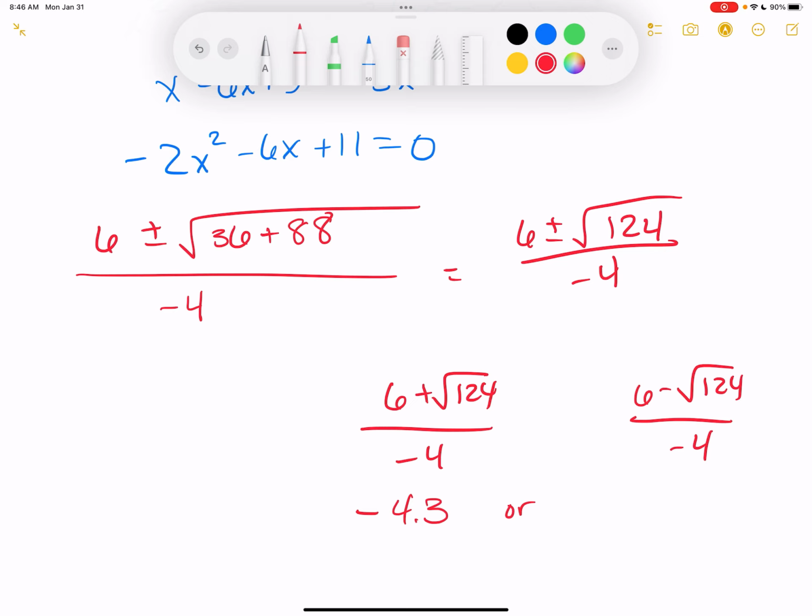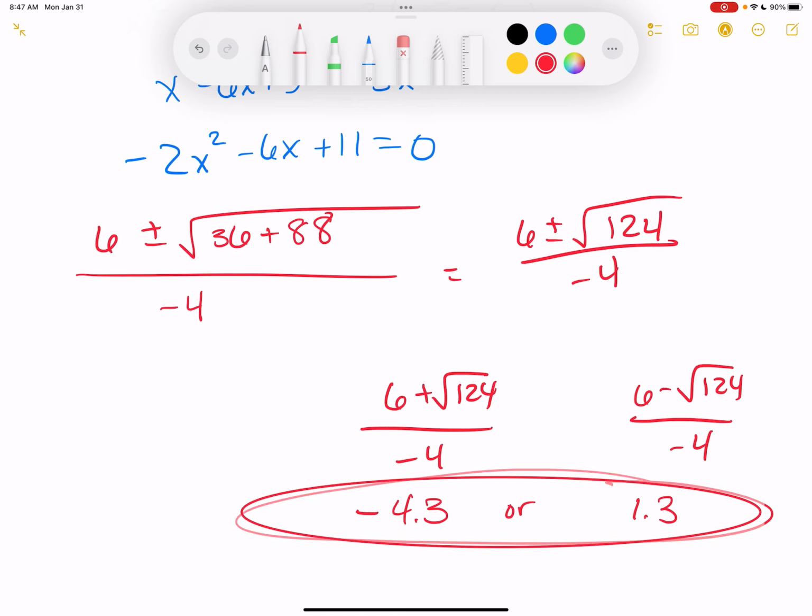I got 1.3. Yeah, I got 1. How the heck are you getting that? Okay, so I plug 6 minus the square root of 124 in first, and then I just hit divide by negative 4, and then I get that. I do it in 2 separate steps so I don't mess it up. Okay, yeah, that does help. It's the same thing I do in chemistry. Yeah, I do everything in little steps.